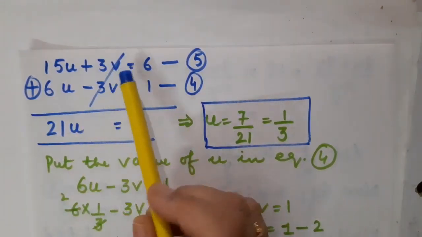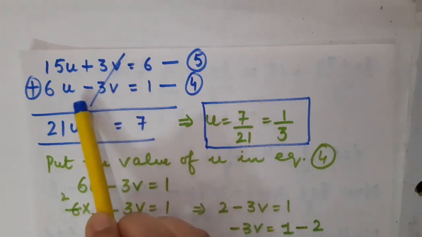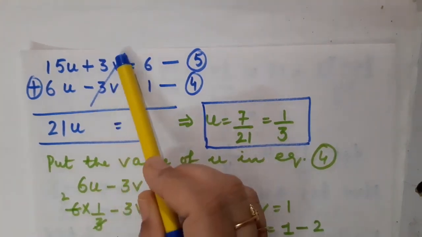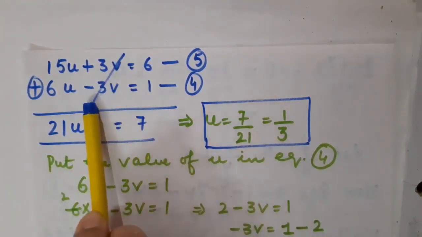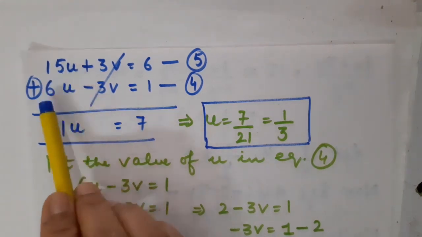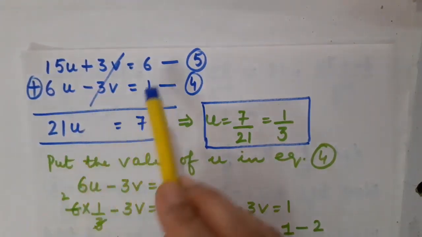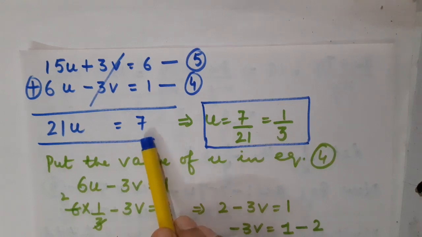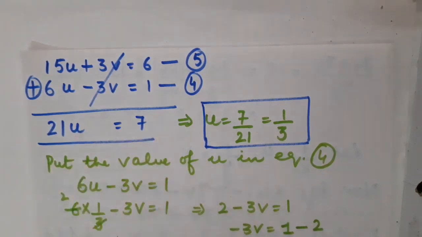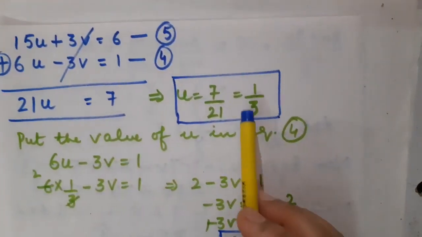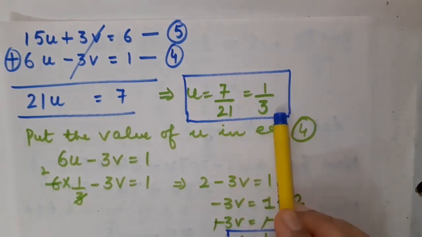Now children, here you can see that this is 3v with positive sign, this is 3v with negative sign. While adding both the equations, they will be cancelled, right? So 15u plus 6u will be 21u and here 6 plus 1 will be 7. So what is the value of u? u is equal to 7 upon 21, that is 1 upon 3.